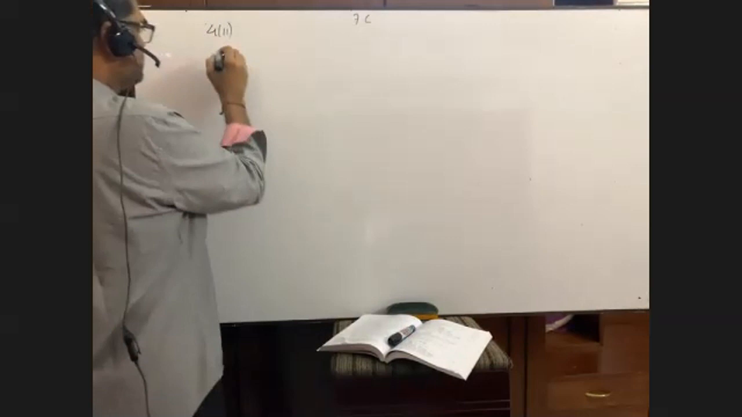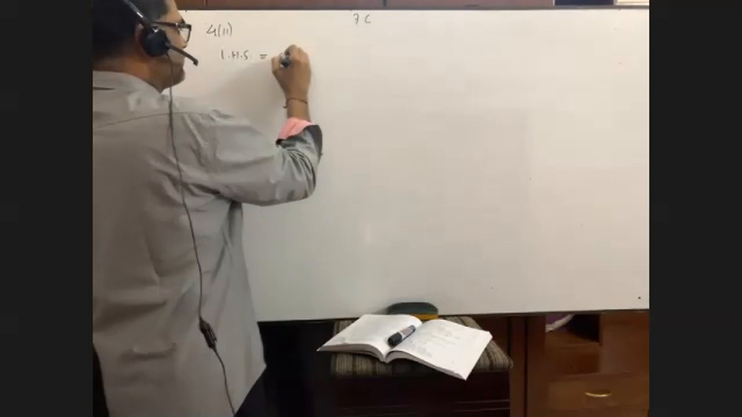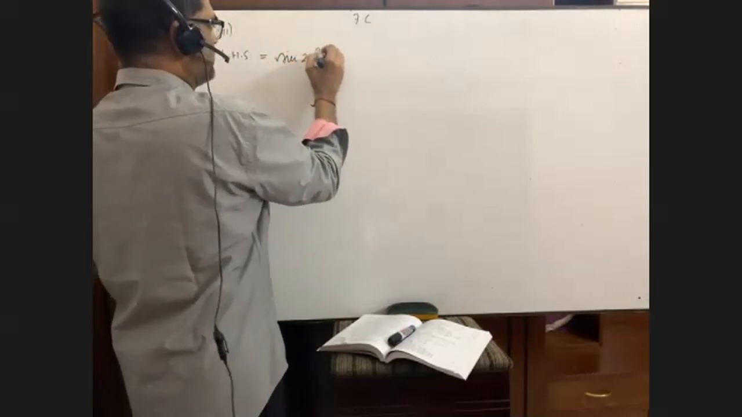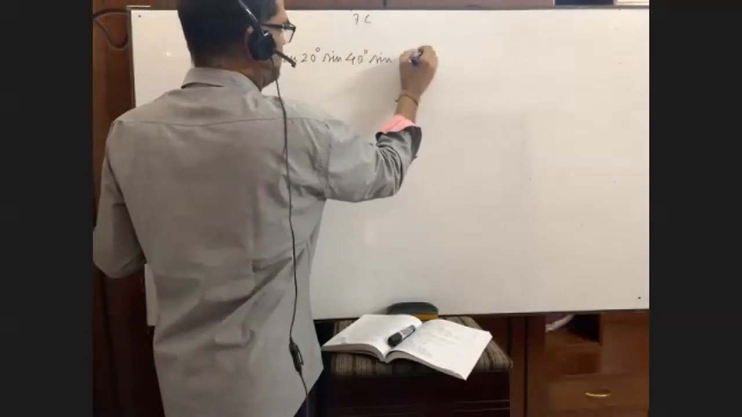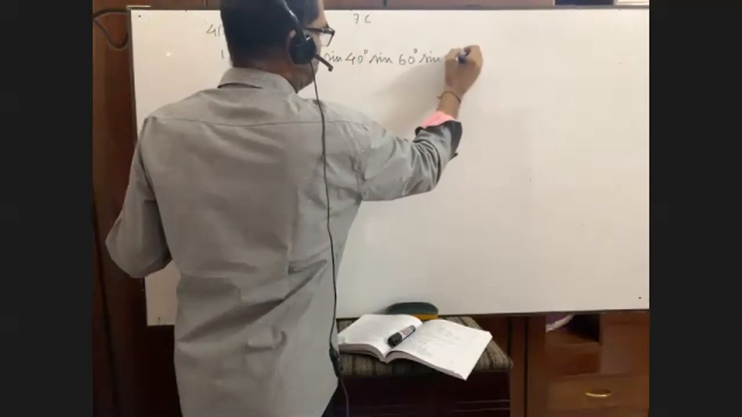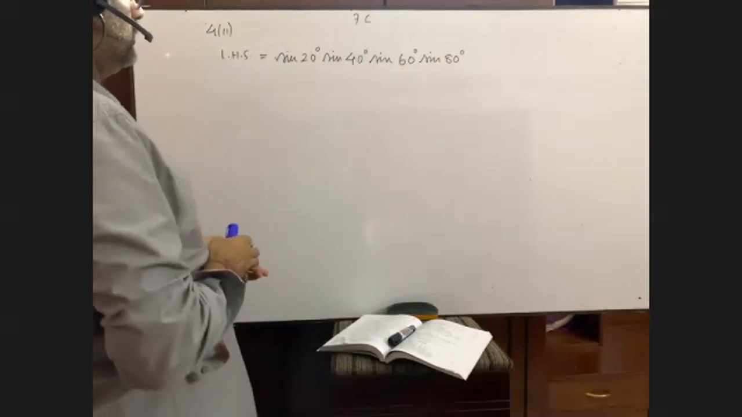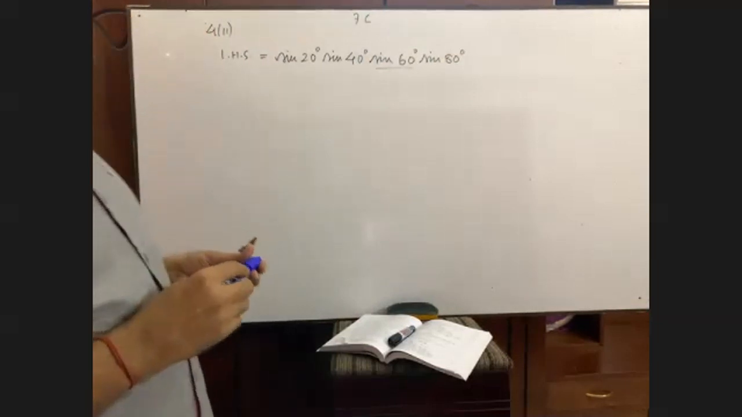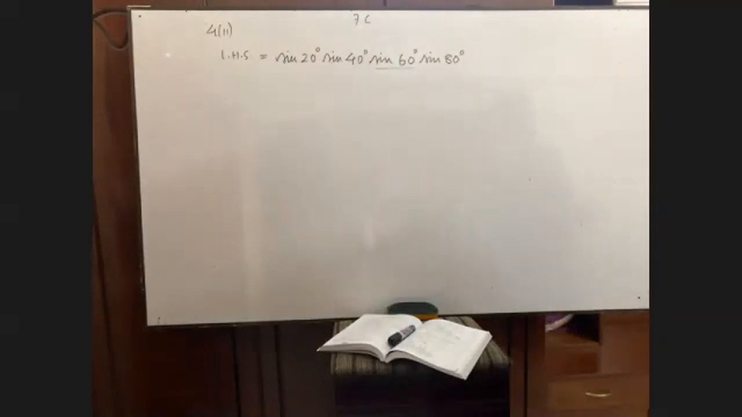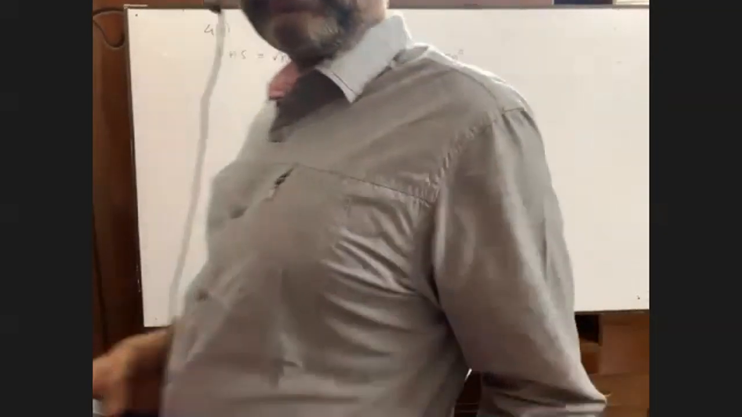Left hand side is equal to sine 20 degree, sine 40 degree, sine 60 degree, and sine 80 degree. Out of these 4, we know a value. This is a familiar value, or called standard value. Have you got me? Standard ratio. What is the value of sine 60 degree? Root 3 by 2.